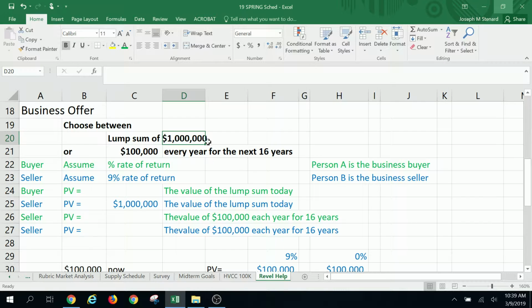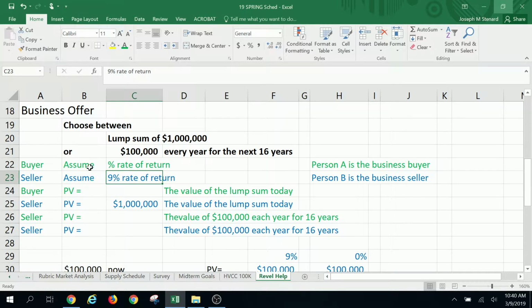If the business is going to have some salvage value at the end of those 16 years, then we'd have to add that to our calculation as well. But I didn't do that here. If you are the buyer or the seller, you think about it the same way. But what you think of as the rate of return might be different. Let's think that the seller assumes that there's a 9% rate of return they could get on that money. So they could either keep their business and get $100,000 a year for the next 16 years, or they could sell it right now for $1 million and take that $1 million and presumably put that somewhere where it would return 9% a year for the next 16 years.